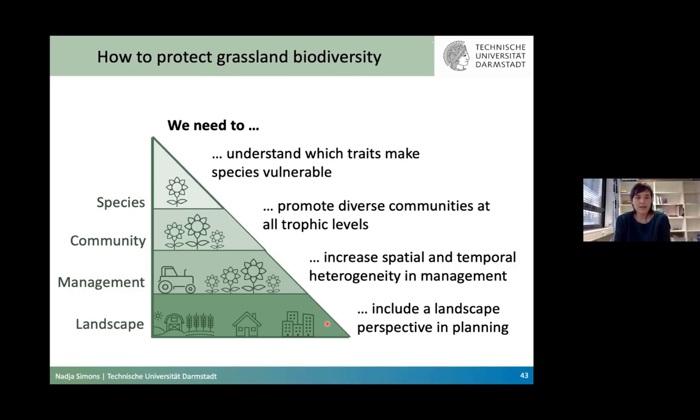If we look at the scale of different grasslands that are managed differently, we need to make sure that we increase the spatial and temporal heterogeneity in management. So if you can make sure that mowing, for example, doesn't happen at all grasslands at the same time, you have a higher chance of providing refuge habitats for vulnerable insects. And we also need to include a landscape perspective in planning and need to think about if we can find solutions that include a whole landscape rather than individual grasslands.